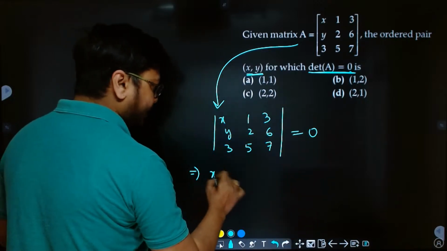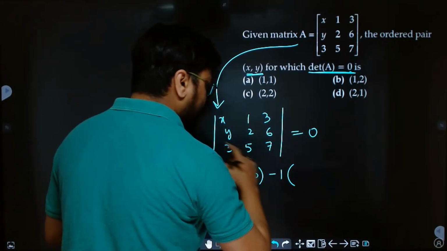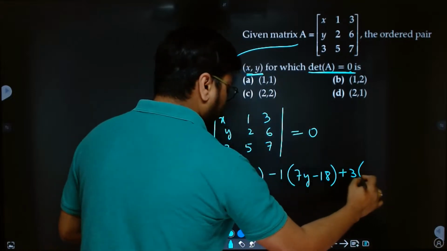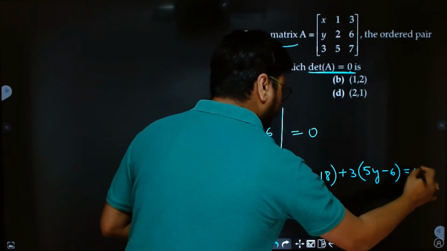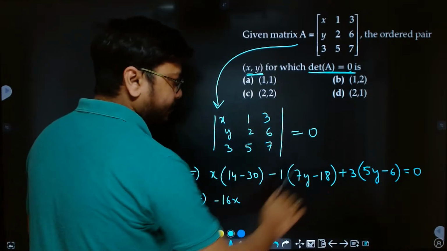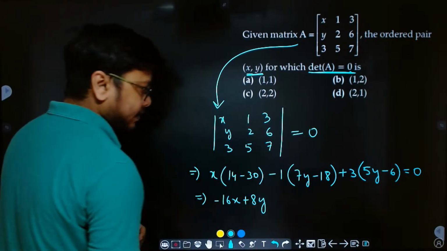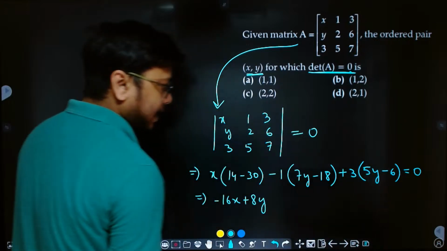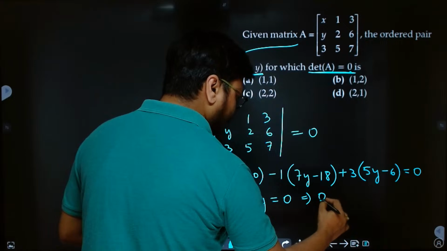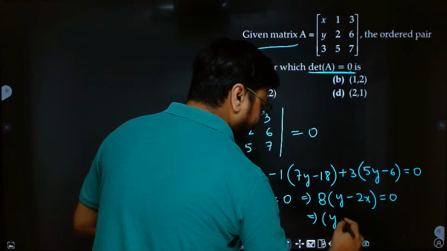So if I expand the determinant, I will have x times 14 minus 30, minus 1 times 7y minus 18, plus 3 times 5y minus 6 equals 0. Right, so this is minus 16x, that's minus 7y plus 15y, so that's a plus 8y, and we have 18 minus 18, so that's 0. So if I take 8 common, I'll get y minus 2x equals 0. So that means y minus 2x equals 0.